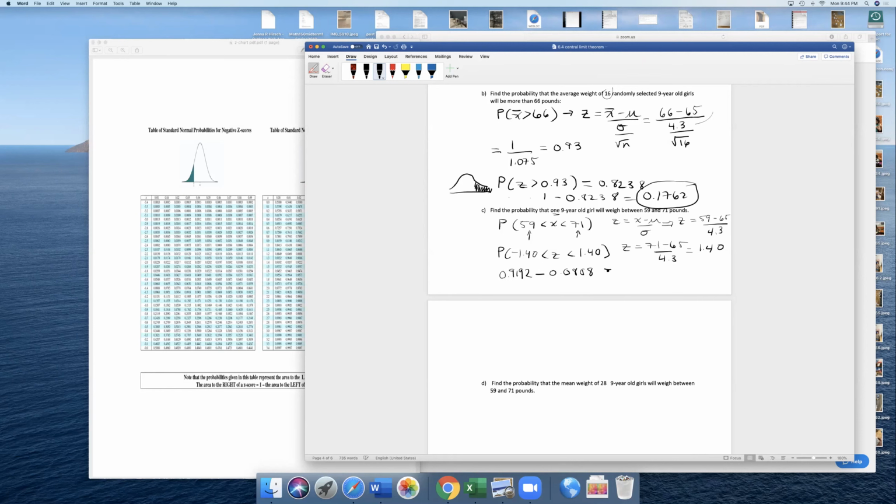Remember that any time you're looking for this little slice, the probability that we're in between negative 1.4 and 1.4, so the shaded region here, you subtract the smaller probability from the larger probability. You use the probability associated with the bigger z value and subtract from it the probability associated with the smaller z value. So we have 0.9192, I'm going to subtract from that 0.0808. Sorry, I'm trying to make sure I put this in my calculator correctly. And we get 0.8384.